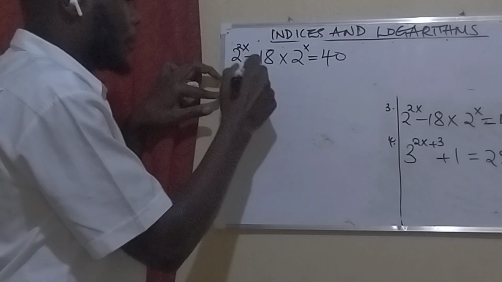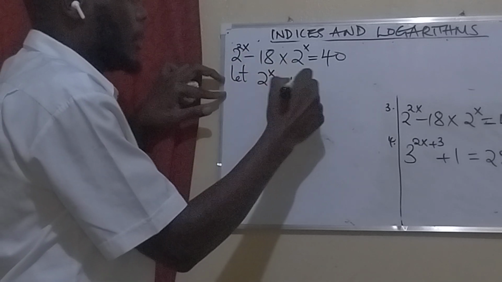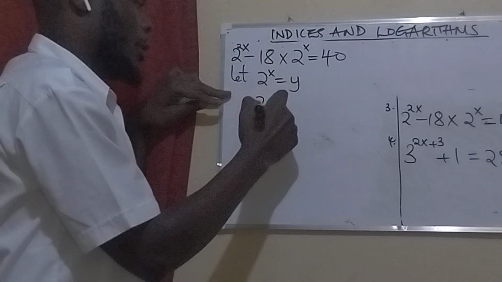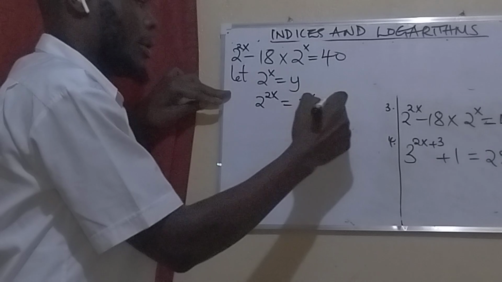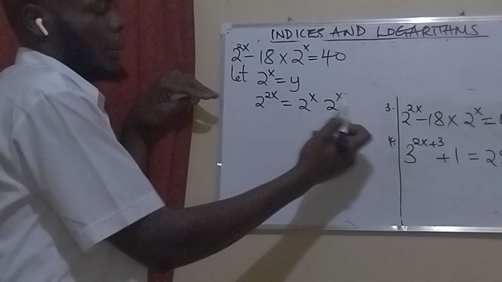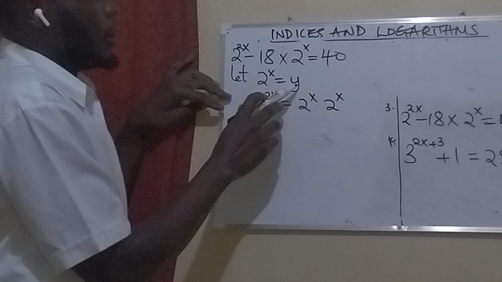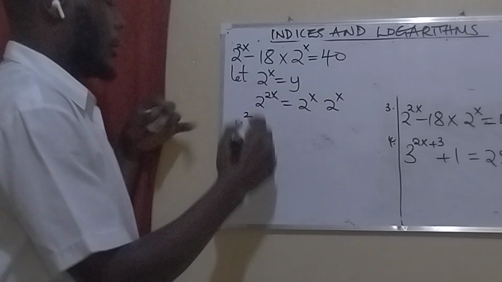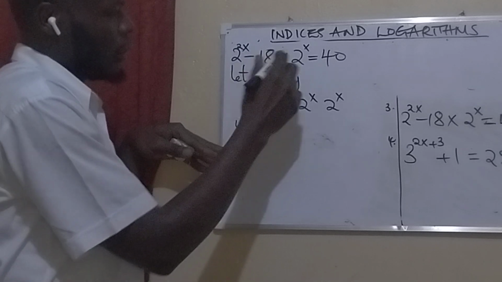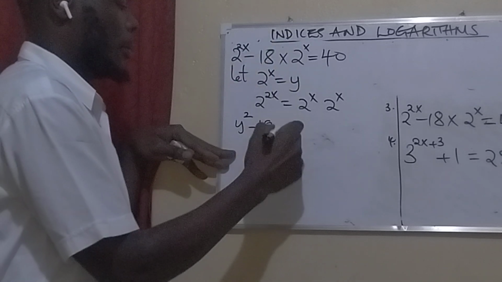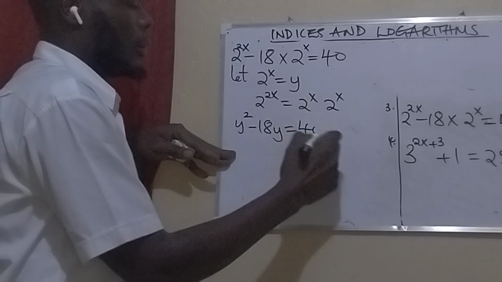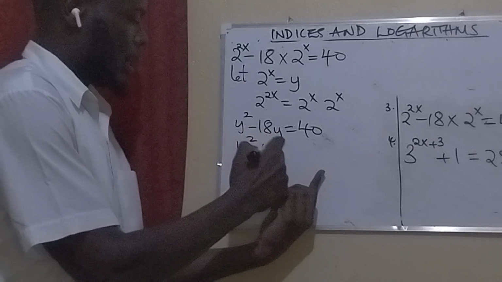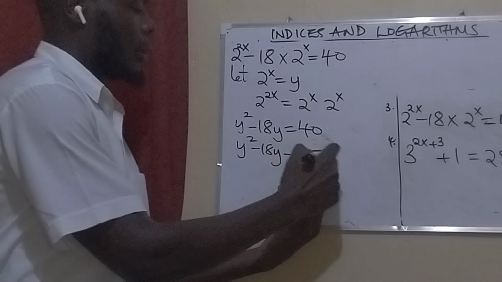You can say let 2 power x be y. So it means 2 power 2x is the same as 2 power x multiplied by 2 power x. So that when you add the powers, it becomes 2x. So if this one is y, here it will be y squared, because it is y times y. So y squared minus 18 multiplied by 2 power x, but 2 power x is y, equals to 40.